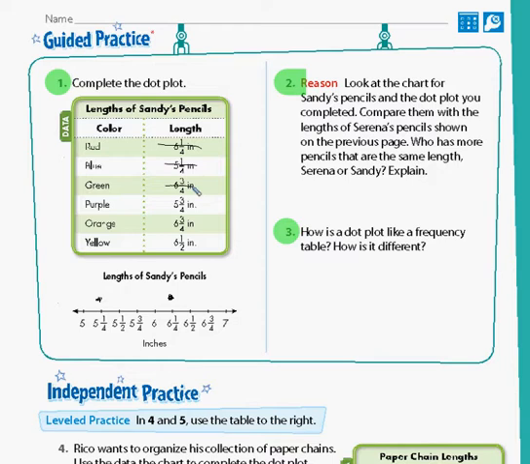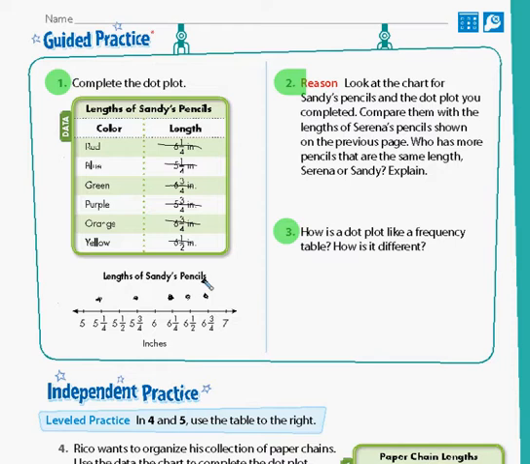6 3/4, dot right there, 6 3/4. 5 3/4, 5 3/4. Got 6 3/4 for the orange. 6 3/4 there. And 6 1/2 for the yellow. 6 1/2. So I created a dot plot there.